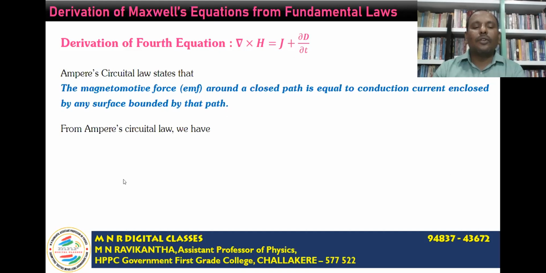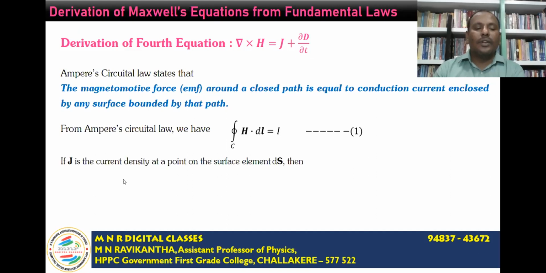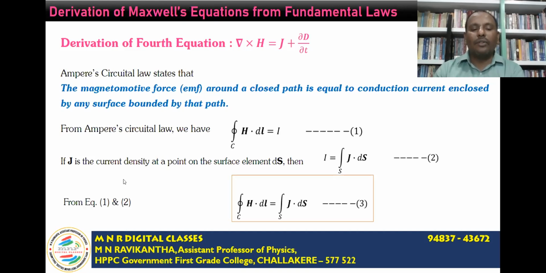For Ampere's circuit law, we have the line integral of H dot dl is equal to I, where I is the current enclosed. If J is the current density at a point on the surface element ds, then I is equal to the surface integral of J dot ds. From equations 1 and 2 we have the line integral of H dot dl is equal to the surface integral of J dot ds.